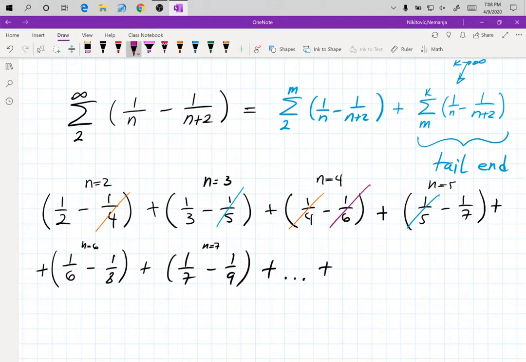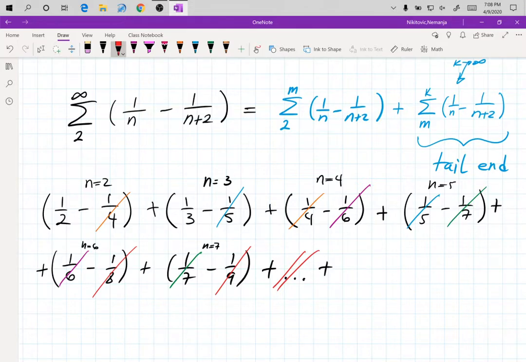So you see that my 1 over 6 cancels. You see that my 1 over 7 cancels. So do you see that they started canceling everything? And 1 over 8 must cancel here, because the next term is n equals 8. So 1 over 8 would cancel there. And then 1 over 9 would also cancel in here. So all of the terms are canceling. What survived? 1/2 and 1/3. Those are the only terms that survived.